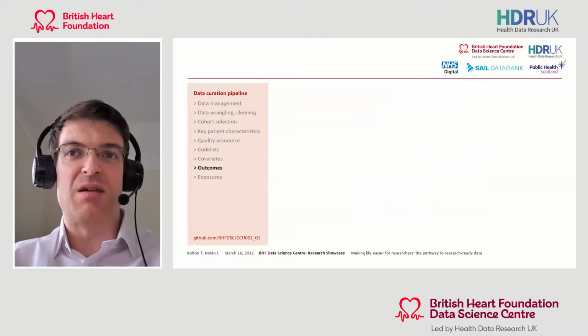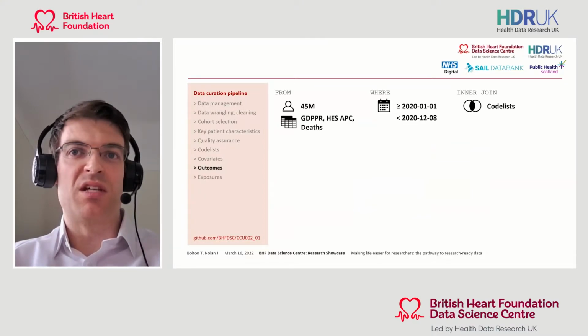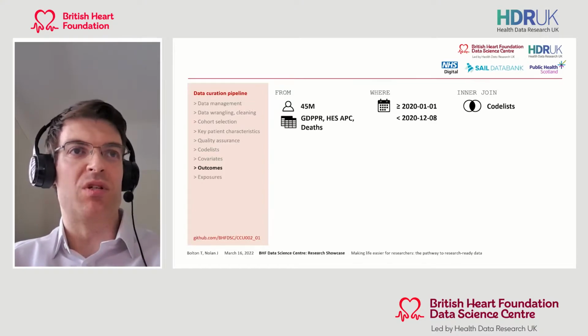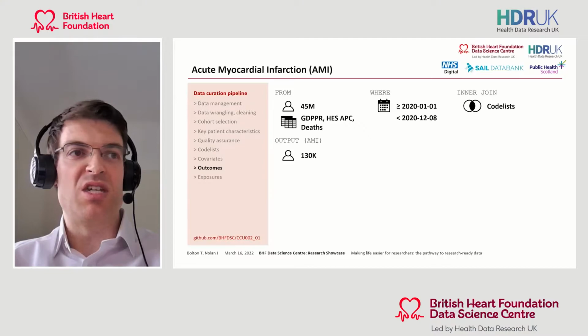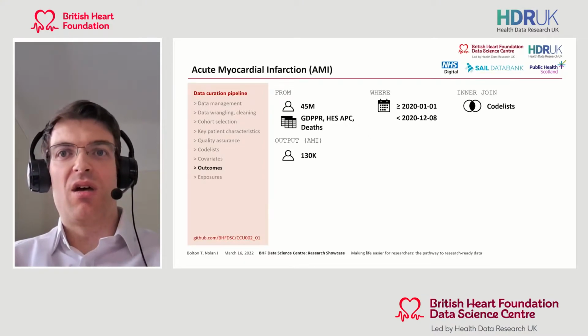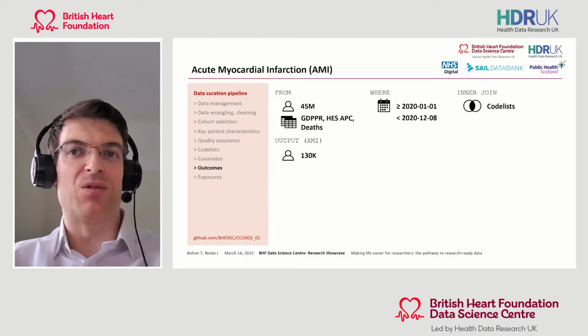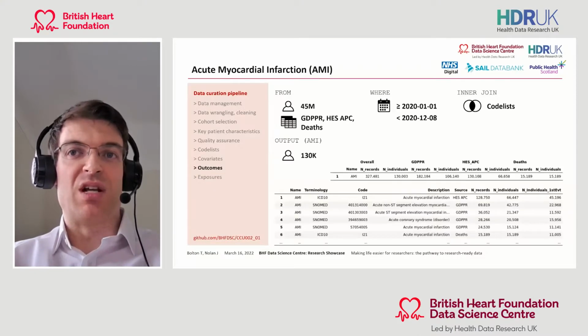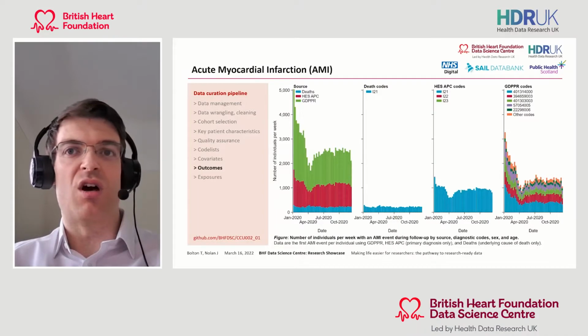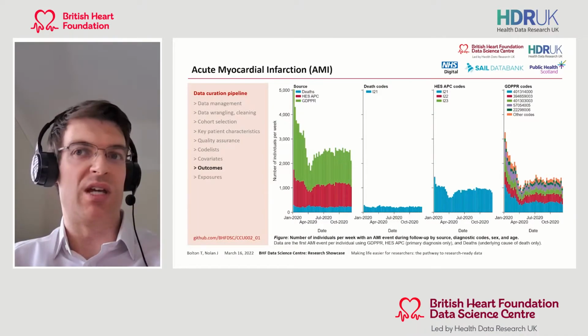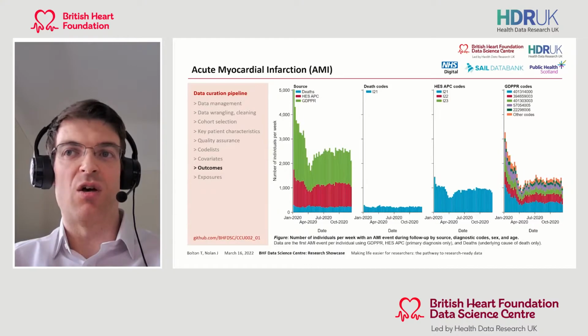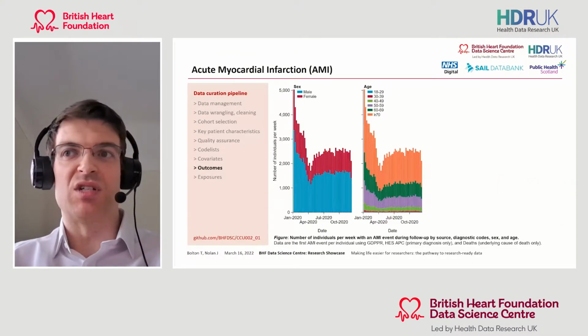We can apply exactly the same methodology to generate outcomes. This time we're also including the deaths table as a source and are looking forwards in time up to the study end date. Continuing with the AMI example, where certain covariate-only codes have now been excluded, we find 130,000 individuals with an event in the follow-up period. And we've generated the data source and code summaries automatically, and the distributions over time, looking at the number of individuals per week here by data source, codes within these, and patient characteristics.